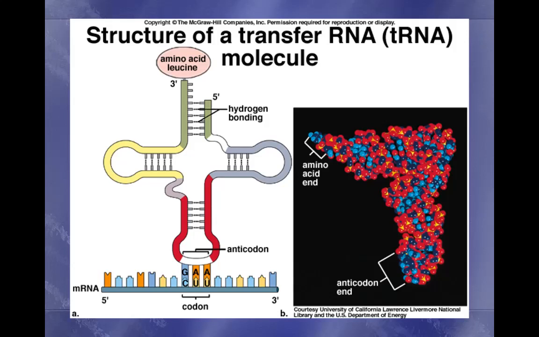Remember, anti means opposite or against. So we have the codon, which is the triplet in mRNA, and it matches up to the anticodon in tRNA. The same rules apply as when we were dealing with making mRNA during transcription. We're going to use a modified Chargaff's rule, A to U, C to G. Okay. On the right, you see a space-fill model, which is representing more of what the molecule actually looks like if you were to visualize it inside the cell.